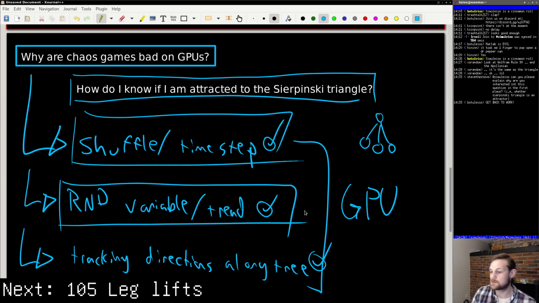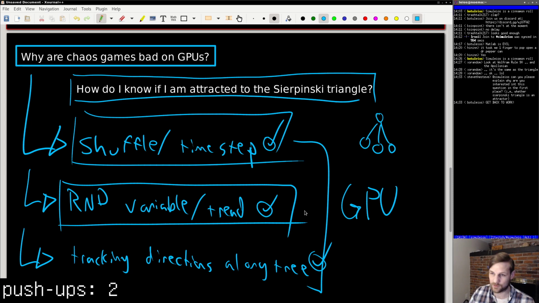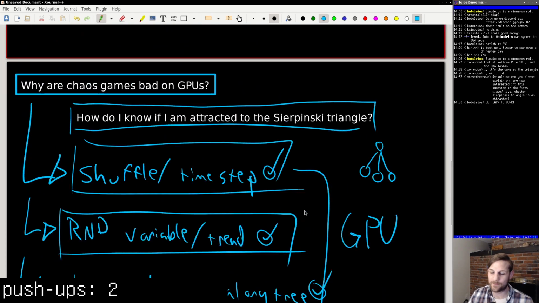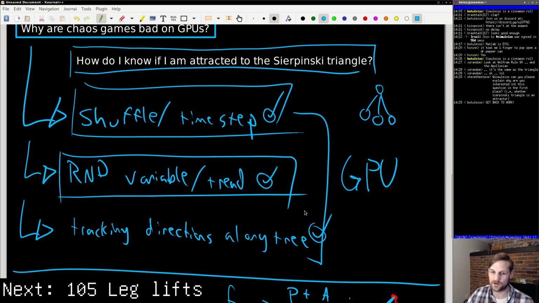Like, are we 50% there? Are we 100% there? Are we off by 0.01? Off of what by 0.01? We need some sort of metric to see how close we are to an arbitrary attractor. Not just the Sierpinski triangle, but the Sierpinski triangle is an obvious one to start with, right? So once we can find that metric of how close we are to the Sierpinski triangle, we can then return to the question of how do we appropriately compute it on a GPU.